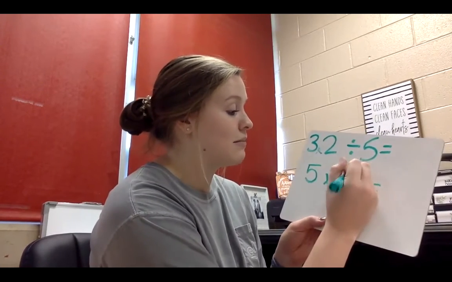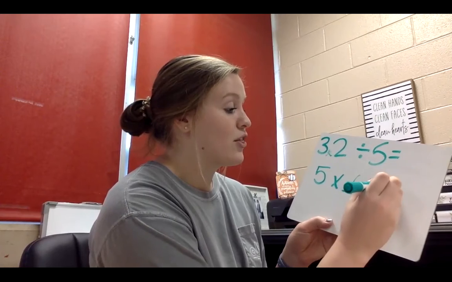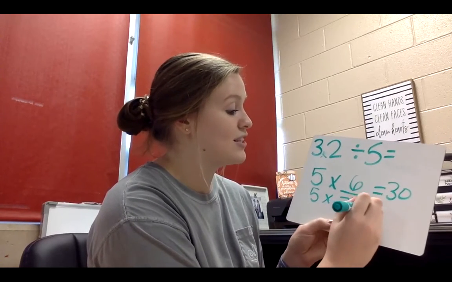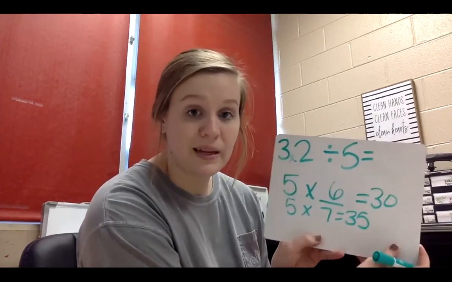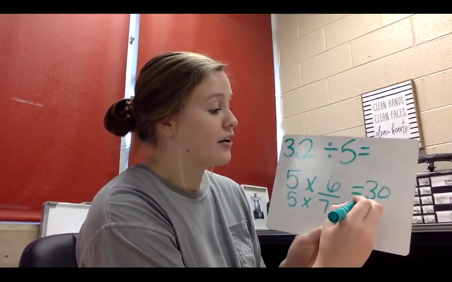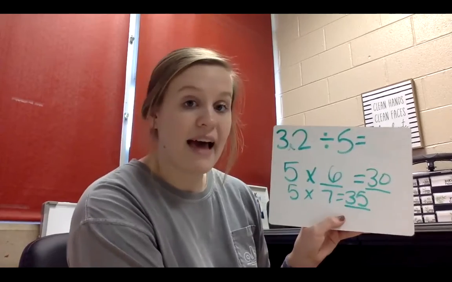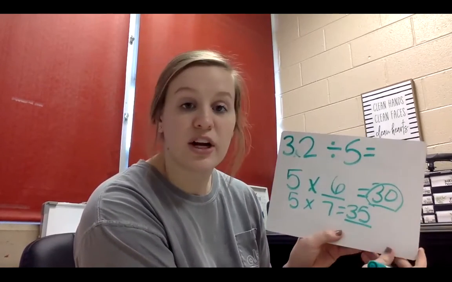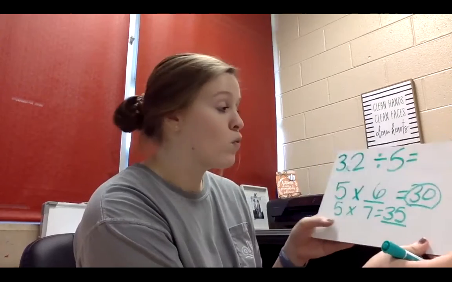I know that 5 times 6 is 30, which is really close to 32. And 5 times 7 is 35, which is also really close to 32. So I can round 32 to either 30 or 35. 32 is closer to 30, so I'm going to round it to 30. That way my estimate is more exact.